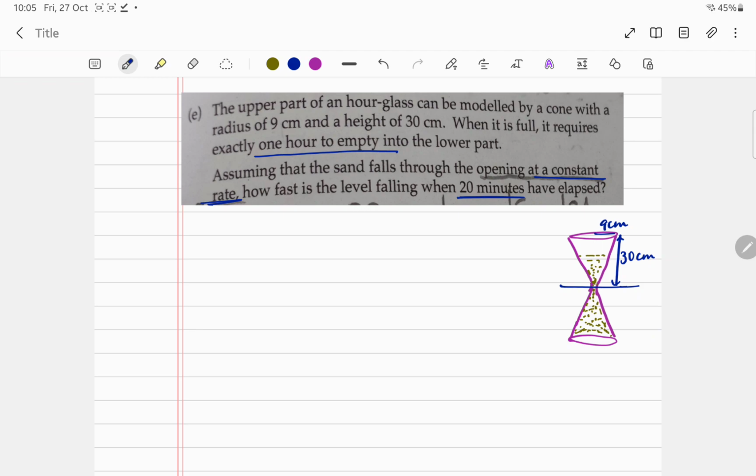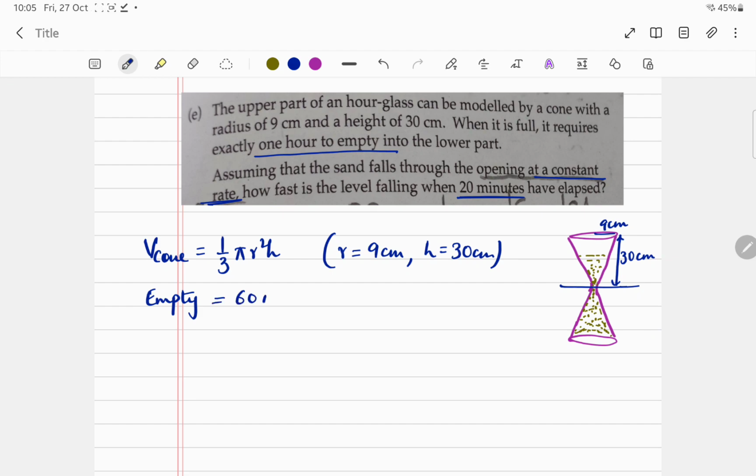Okay, so first let's see what information we have. We have the radius and height, so the volume of a cone is 1/3 pi r squared h. We have the radius as 9 centimeters and the height as 30 centimeters, so we can use that. It says that it requires exactly 1 hour to empty. So to empty the cone, it is 60 minutes, 1 hour, or 3600 seconds.